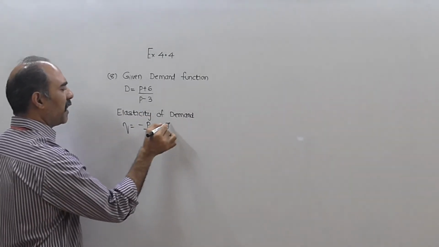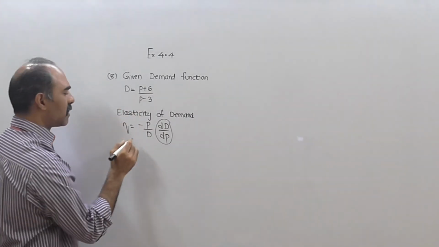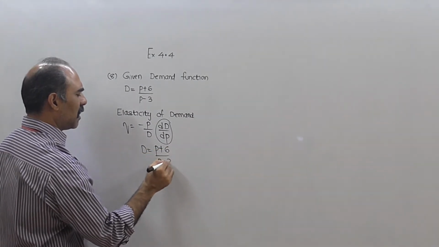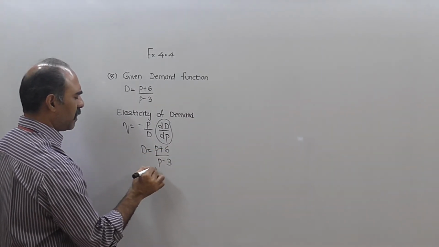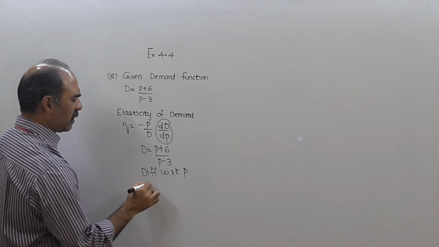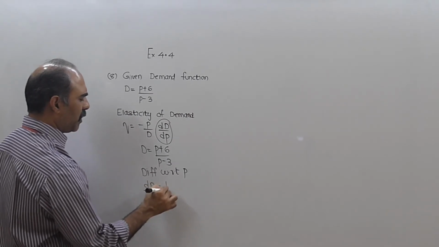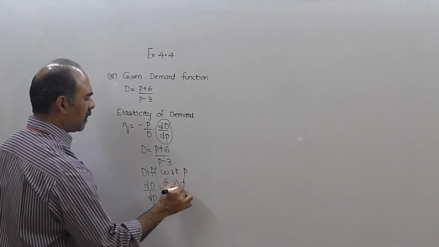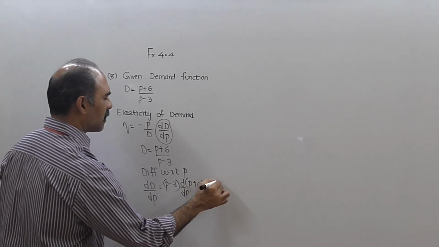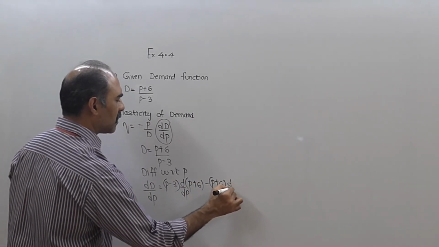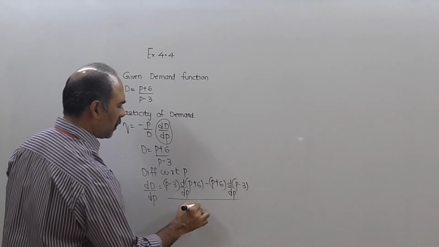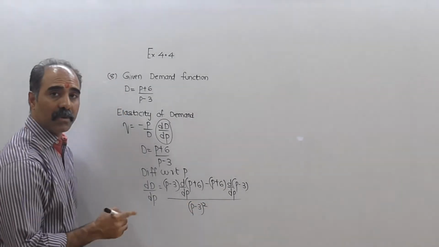So if you have to find dD upon dP, we need to take its derivative. So I will say that D equal to P plus 6 upon P minus 3. Differentiate with respect to P. So we get dD upon dP, which is P minus 3, d by dP of P plus 6, minus P plus 6 d by dP of P minus 3, the whole upon P minus 3 the whole square.